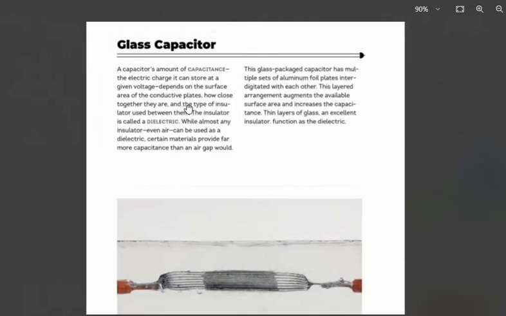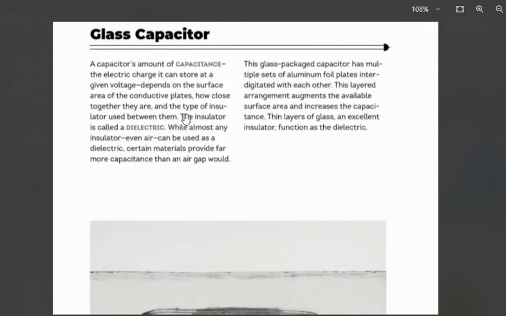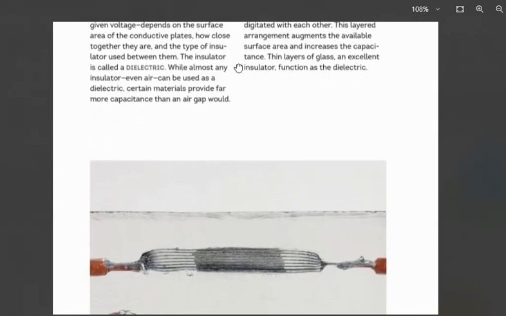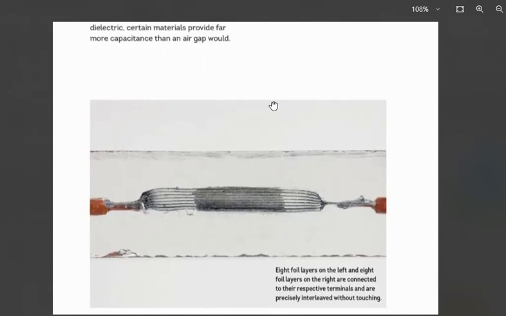Our next component is the glass capacitor. Let's talk about what it does. A glass capacitor stores electrical energy and helps stabilize electric signals. It is commonly used in high frequency applications.